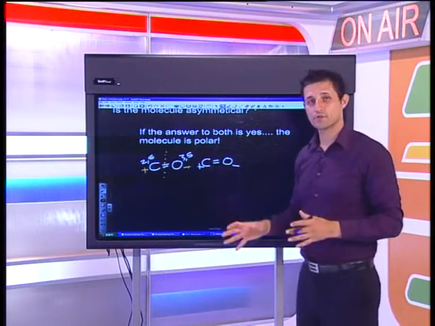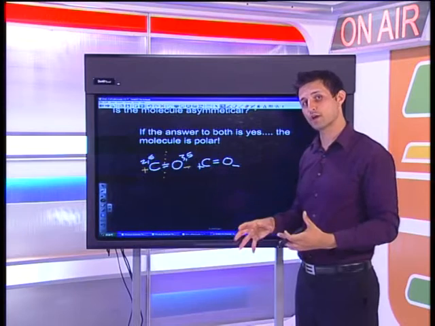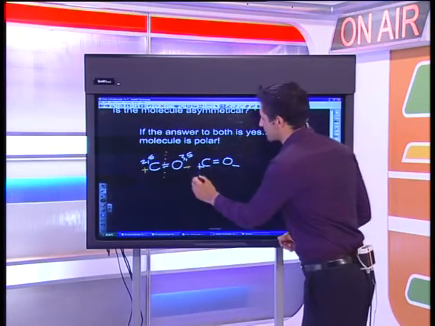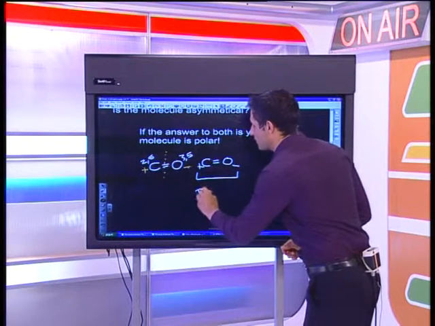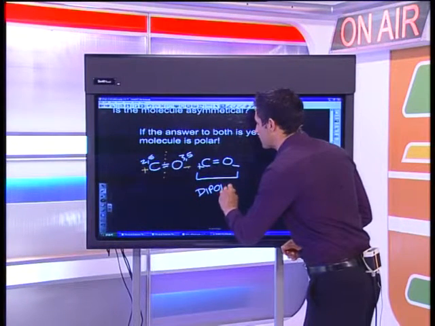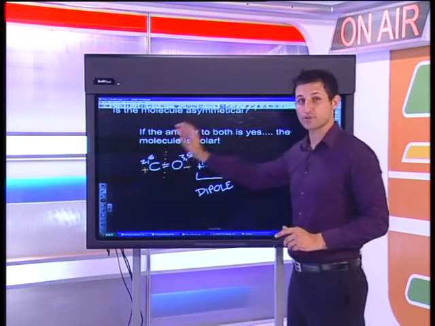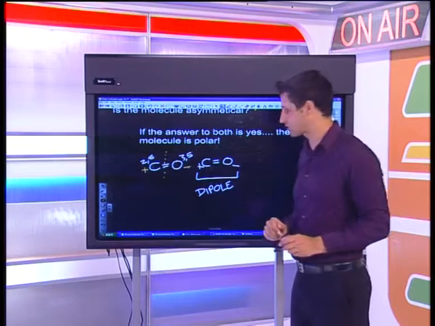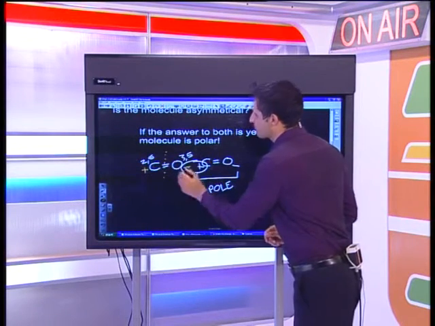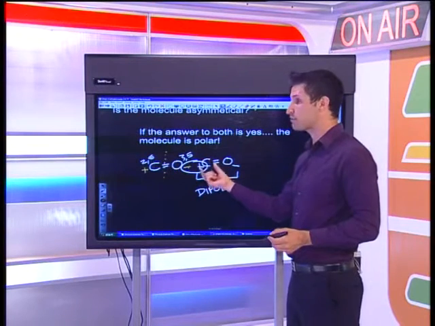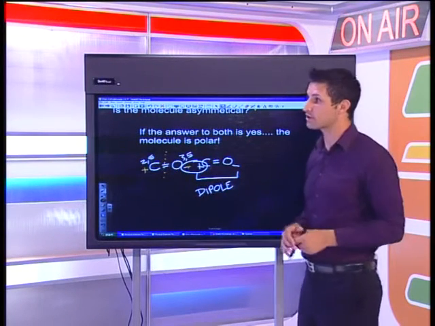Now, dipole-dipole is attraction between two polar molecules, with plus on the dipole. Remember that this is a dipole, and I can call it a dipole now because I know that it's a polar molecule. One dipole is attracted to another dipole because of electrostatic attraction. There it is. I have my electrostatic attraction between the minus on the oxygen on one molecule and the positive carbon on the other. I hope that answers that question.